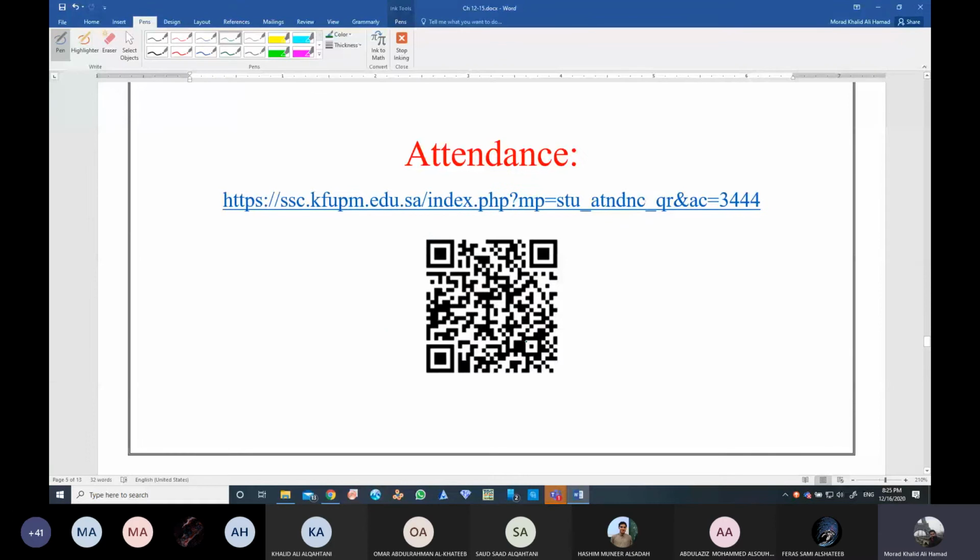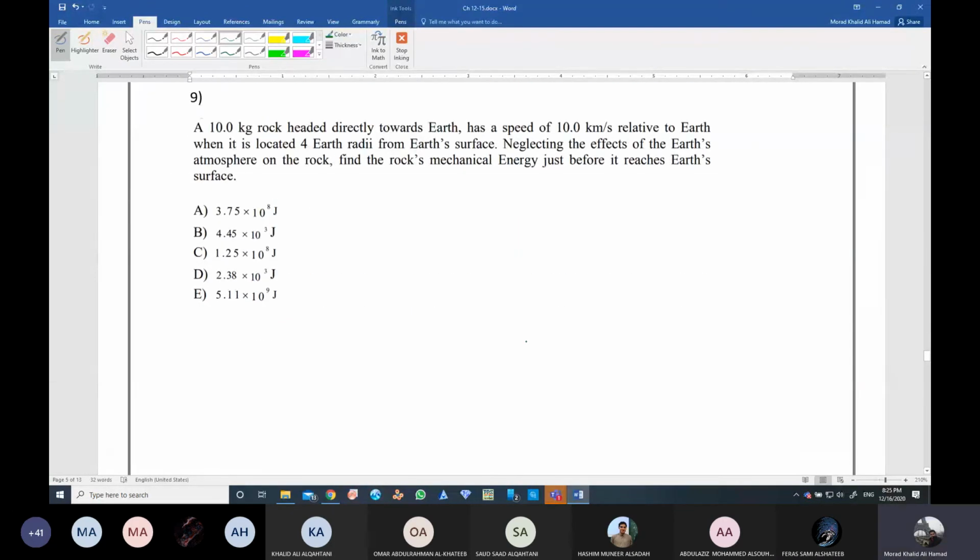Okay, one more question. Here we have a 10 kilogram rock headed directly toward Earth. It has a speed of 10 kilometers per second. Look here, it is kilometers per second, not meters per second, and this might trap you in solving this question. Now it's relative to Earth. When it is located 4 Earth radii from the Earth surface, which means here we have the Earth surface, it has RE, and it's located, let's say here, and this one is 4RE. So what is the distance from the center? 5RE.